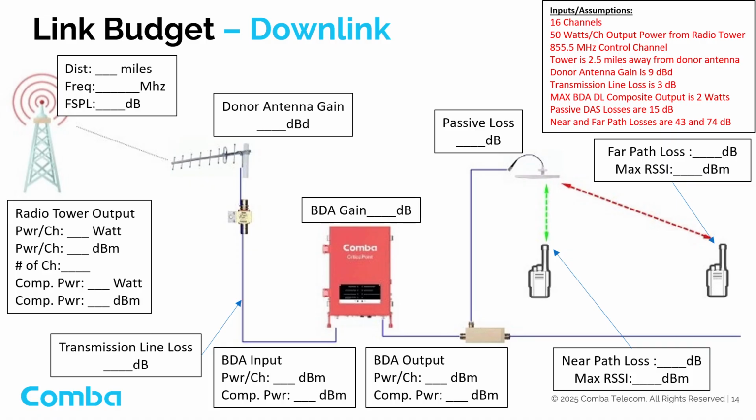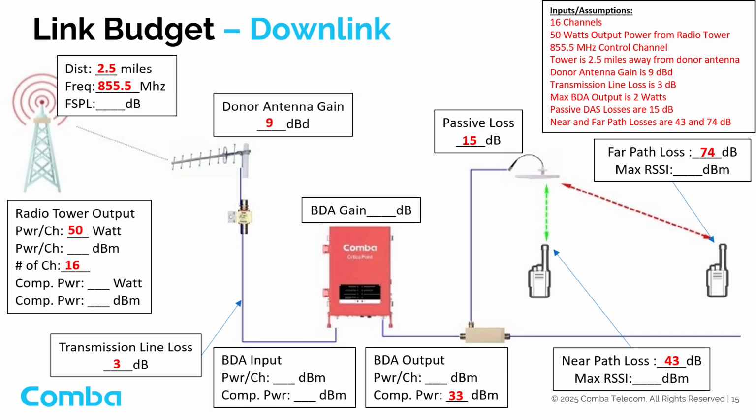We'll begin by entering all known input parameters. The missing value is the BDA composite output power. We can't enter a composite power of 2 watts directly, as power levels and link budgets are expressed in dBm. Converting 2 watts to dBm gives 2 watts equals 33 dBm. We'll use 33 dBm as the BDA maximum downlink composite output power. Now we can begin filling in the remaining values.